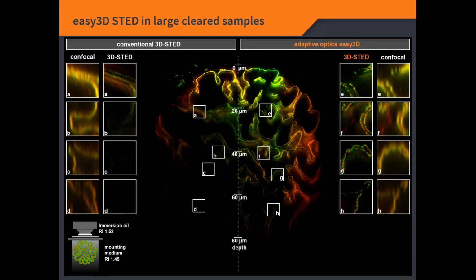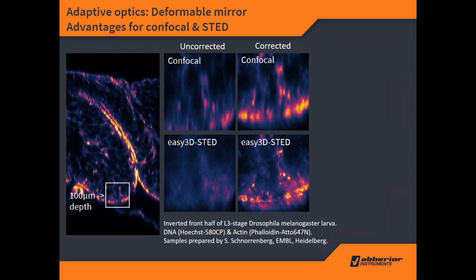Now, what we can also notice is that the confocal image going deeper also gets dimmer. If you look at the very top here, we can see that there's actually quite a bit of intensity loss going from the very top to, say, 20 micron and then even deeper. And that's the same even if we have Easy 3D on, because that really only compensates for the STED mode. And there we have a better solution. We can use the deformable mirror, which is step 2 of our adaptive optics modules.